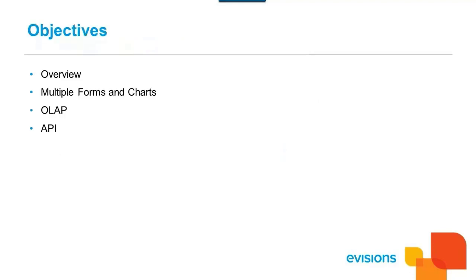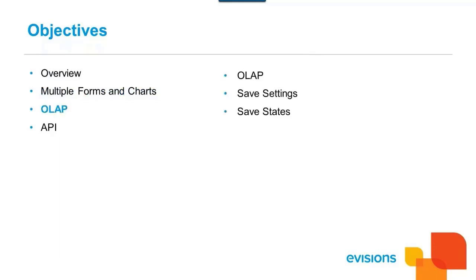We will be covering the following objectives in this training: an overview of the DataBlock and Administrator, how to add more forms to the dashboard and using those forms to create a drill down chart, how to add and configure an OLAP queue, and how to set up a report API.